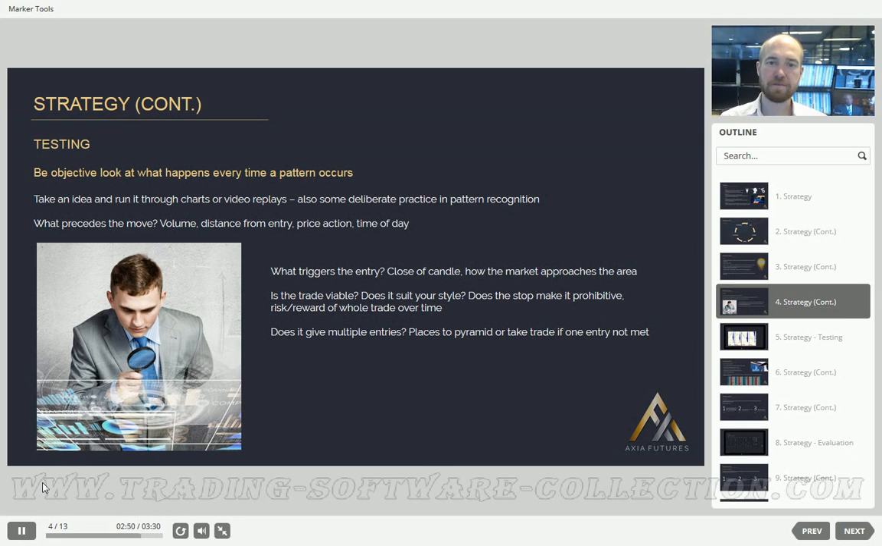And also, slightly more advanced as you get into it, look for multiple entries on a trade. Does it give you places to pyramid? Does it also give you a place that you could get in, but if you don't get that entry, is there somewhere else? I use this particularly on a Bund inside day break type trade. I have a passive entry before the day breaks at the VPOC. If this doesn't work or I don't get filled, I've still got the actual breakout trade on the inside day as you break out of the high or the low of the day. So see if you can put some options into your trades as well.